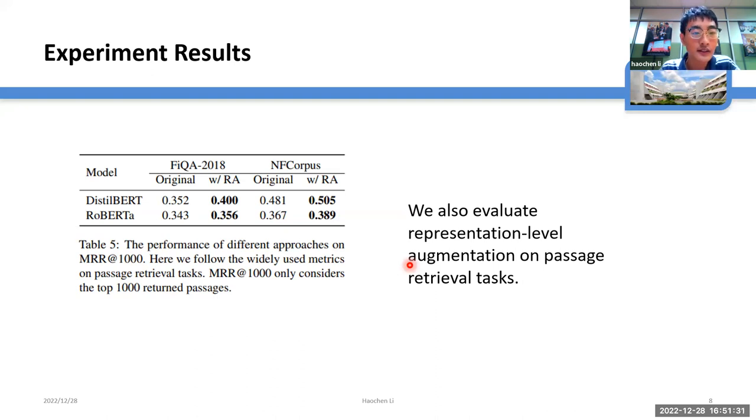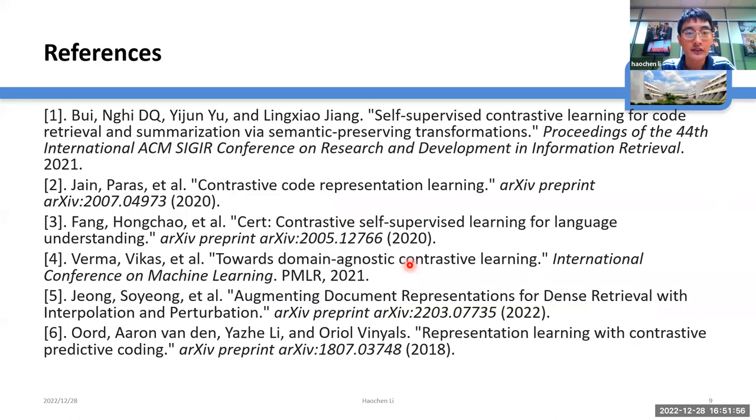We also evaluate augmentation methods on two models, DistilBERT and RoBERTa, on two public benchmark data sets, FiQA 2018 and NFCorpus. And we can see the same improvement on passage retrieval tasks. Okay, so that's the end of my presentation. And thank you.